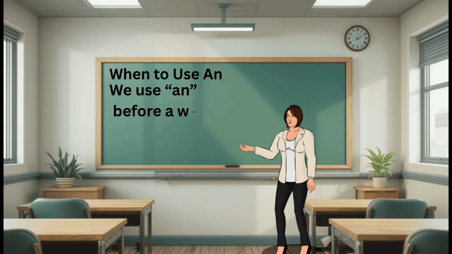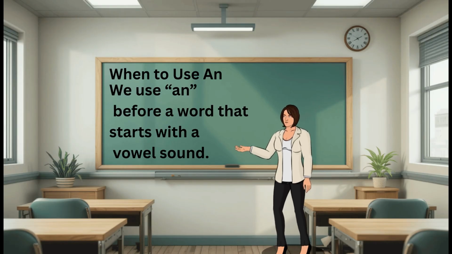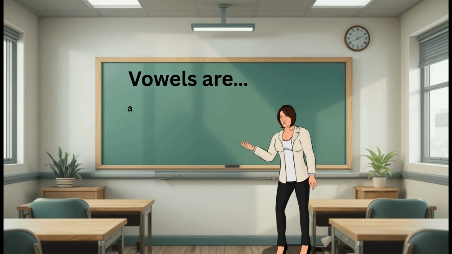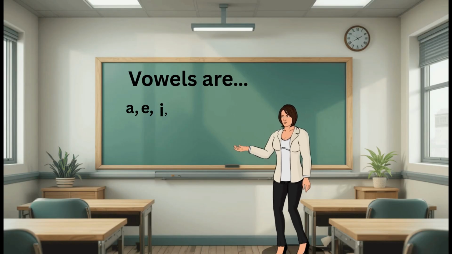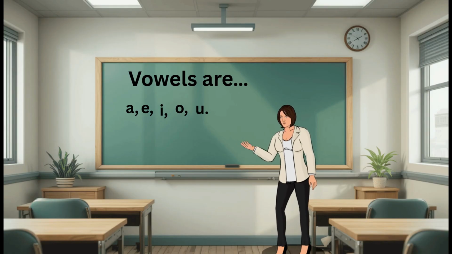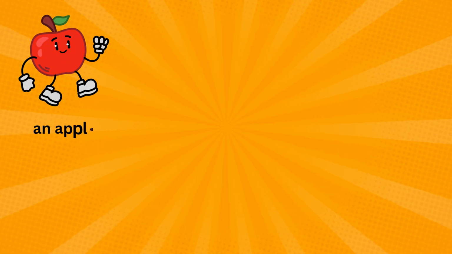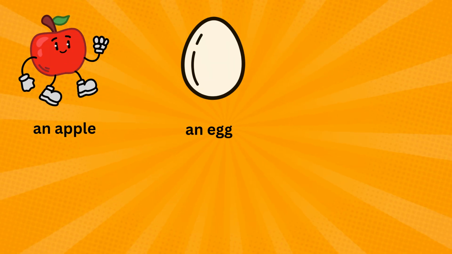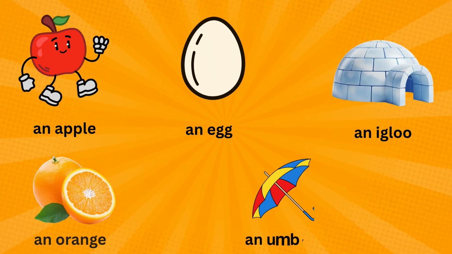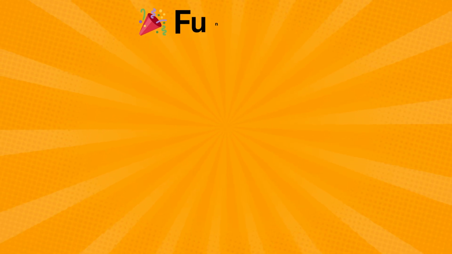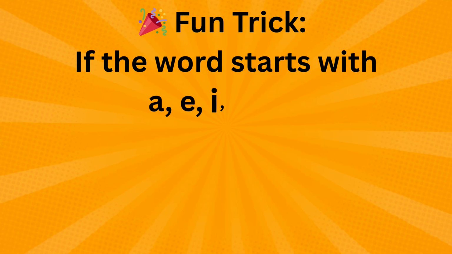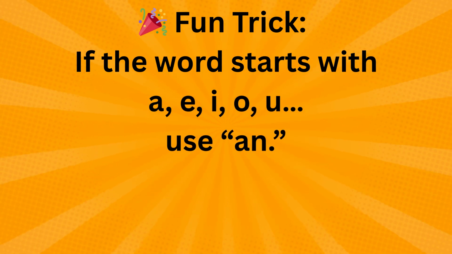When to use an. We use an before a word that starts with a vowel sound. Vowels are a, e, i, o, u. Examples: an apple, an egg, an igloo, an orange, an umbrella. Fun trick: if the word starts with a, e, i, o, u, use an.